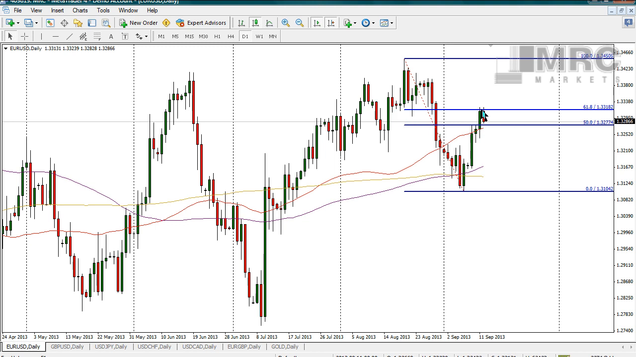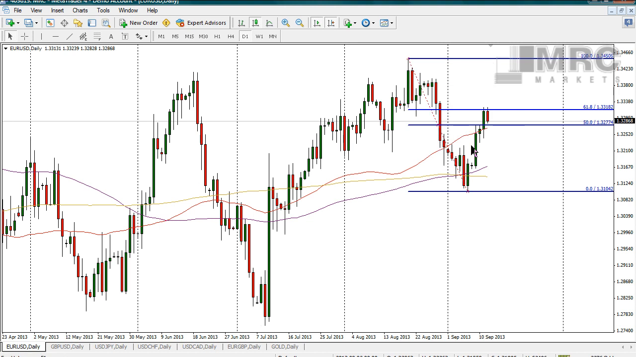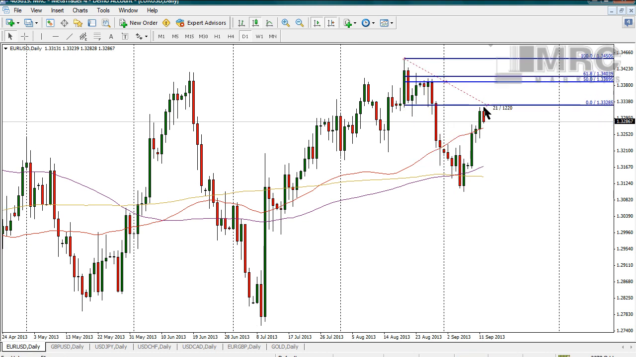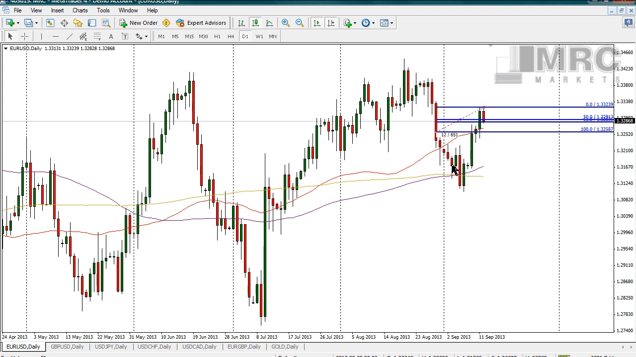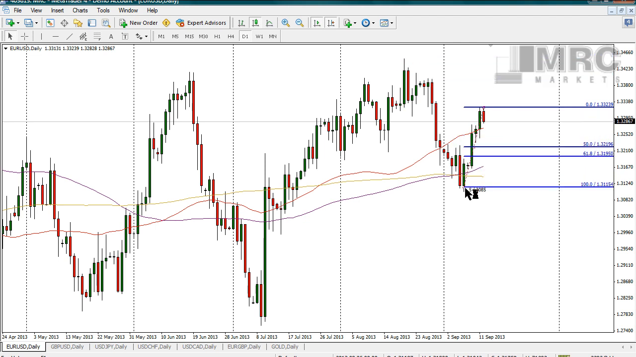So let's say if it does come back down to around this level, the other fib you can look at is from this high here. So let's say it tops out here this week, or today, or whatever. Then you can draw that small one there.